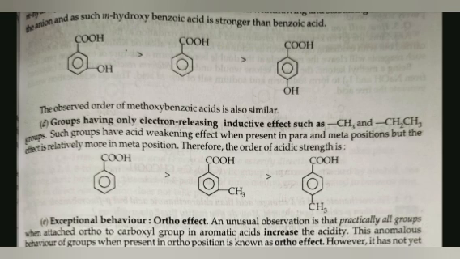Next are groups having an electron releasing inductive effect, such as CH3, CH2CH3 groups. Such groups have an acid weakening effect when present in para and meta position, but the effect is relatively more in the para position. Therefore, the order of acid strength is benzoic acid, meta-toluic acid, and para-toluic acid.